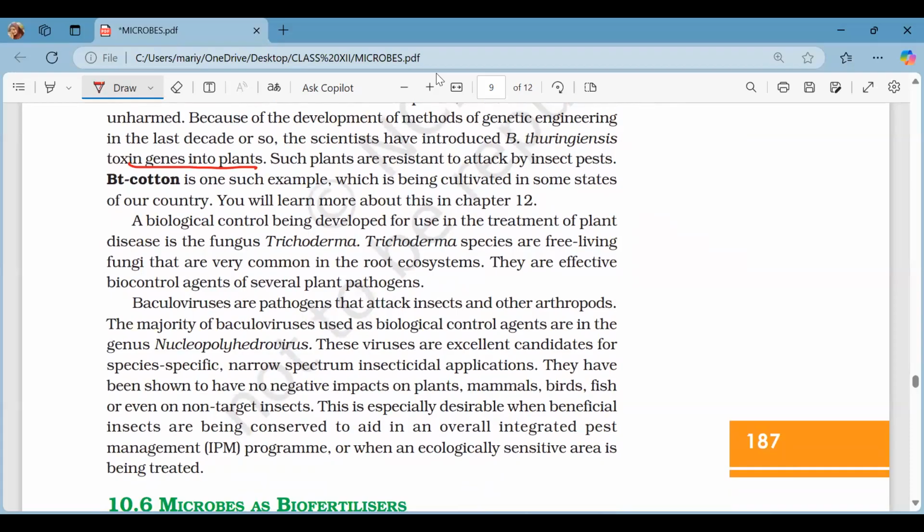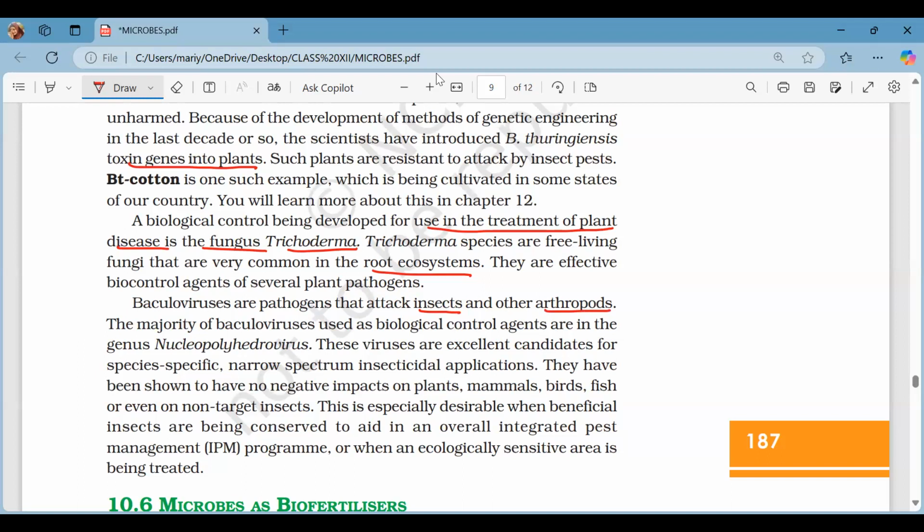Now, a biological control being developed for use in the treatment of plant diseases is the fungus called Trichoderma. These are free-living fungi that are very common in the root ecosystem. They live in the root and don't infect the root. They just live there and eat the pathogens of the plant or destroy them. Then there are baculoviruses. These are pathogens that can attack insects and other arthropods, meaning those that come under the insect category.